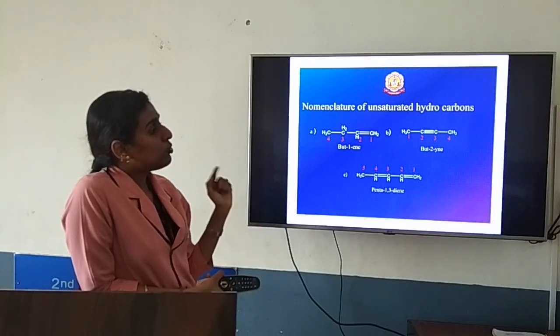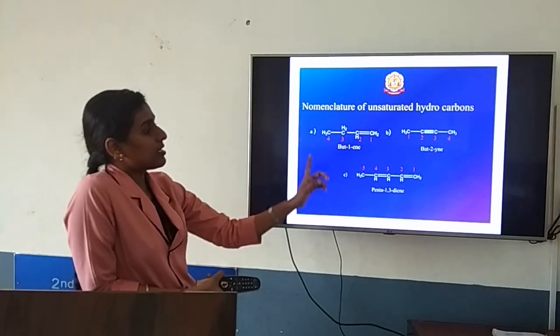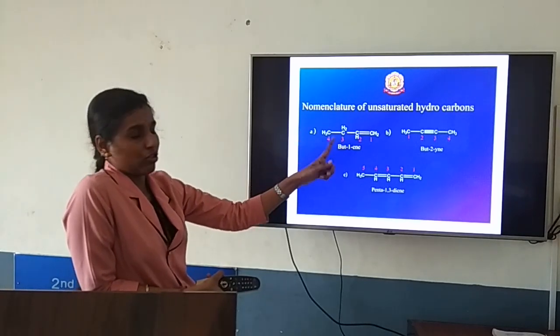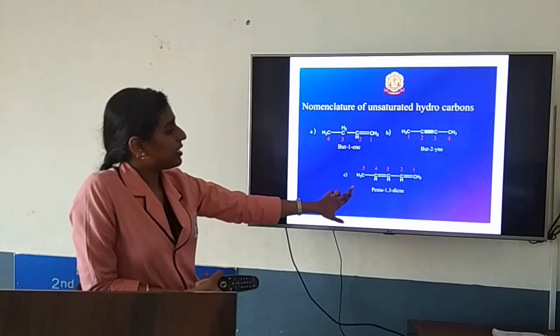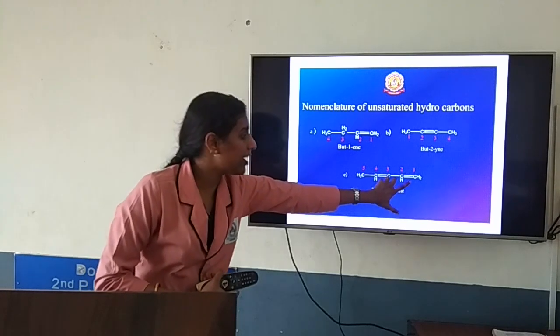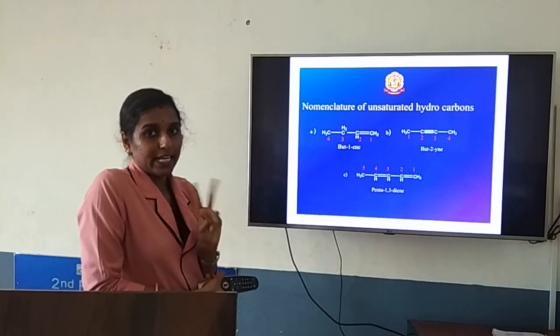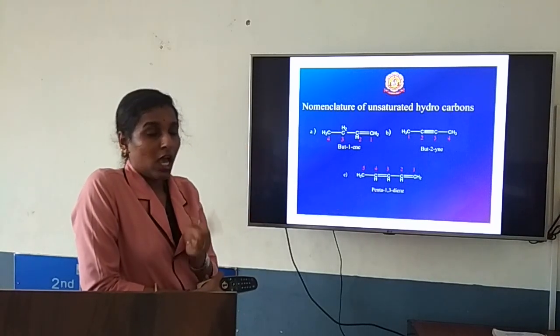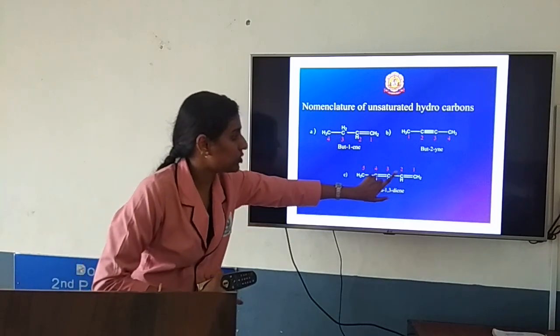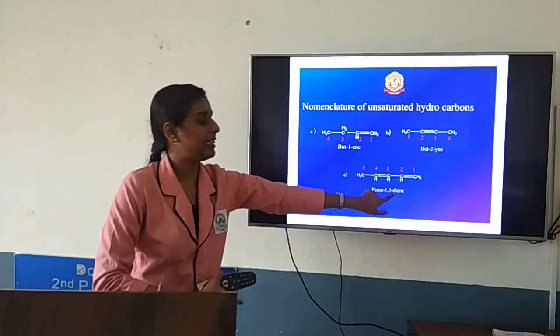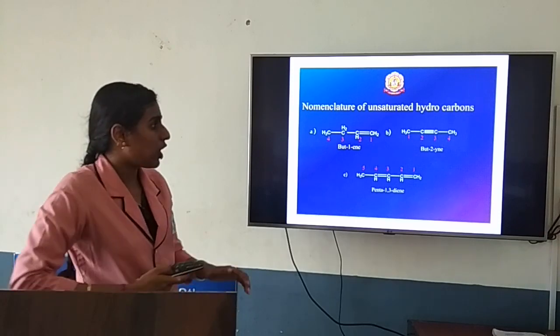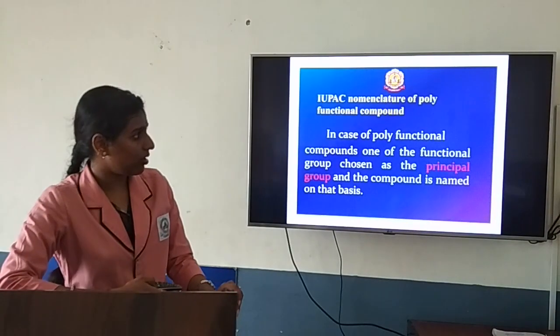So while numbering, if you are starting from this side, the second carbon is getting the yne group. Now here a double bond is present, here also, here also. So with 2 double bonds, we can give it as di-ene. Which positions are present? First position as well as third position. So 1,3-di-ene. This is the way of numbering the compound.